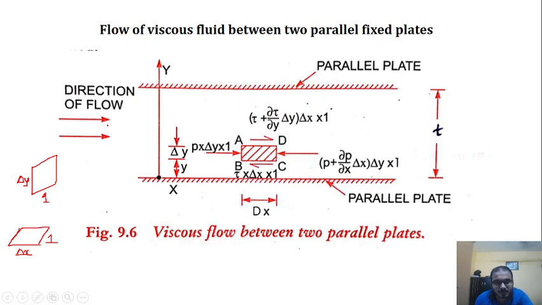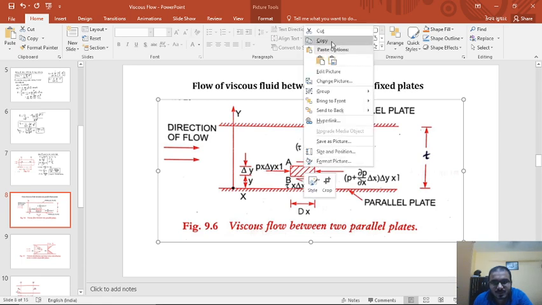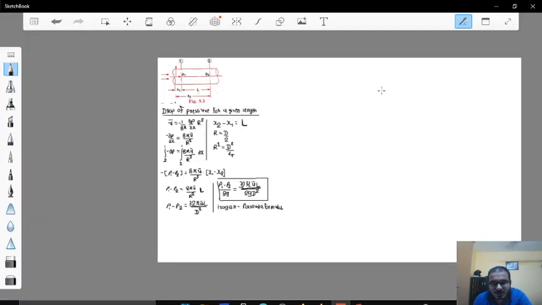So now let's copy this figure onto our virtual board, that is over here.